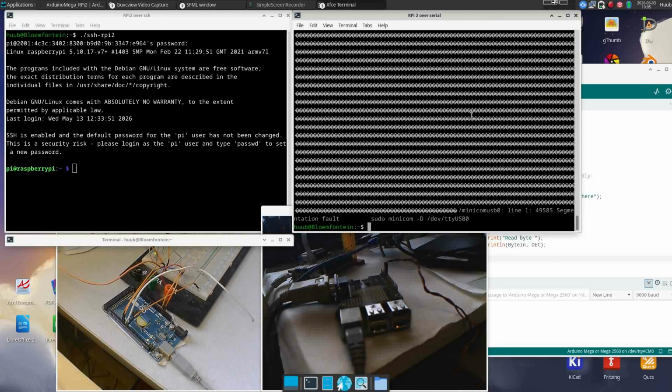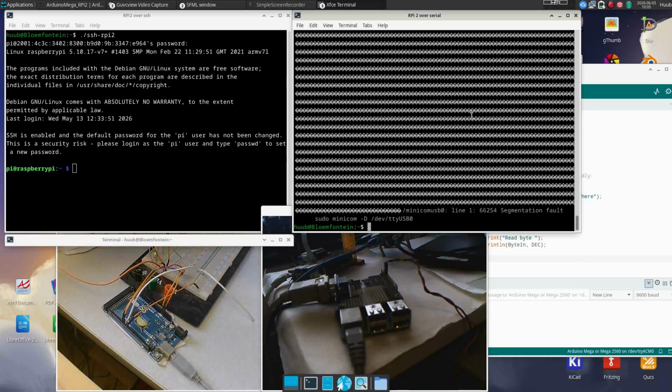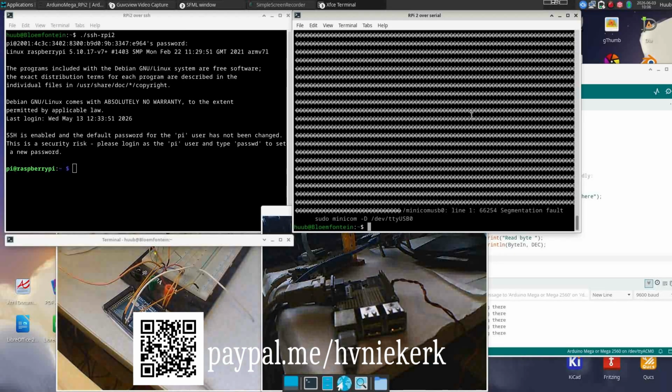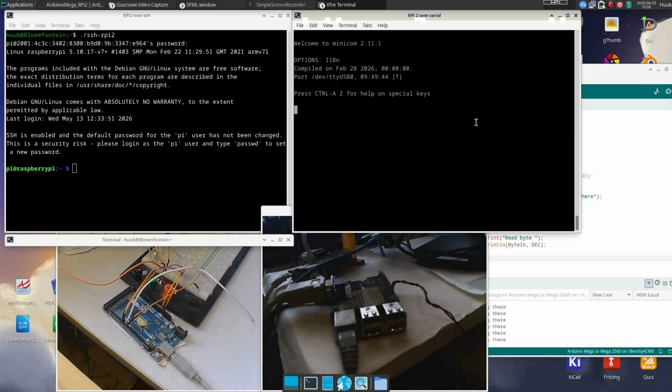A segmentation fault. So I do it again. A segmentation fault. So, and this is the serial interface. So I keep it off the interface. However, this is over this line.